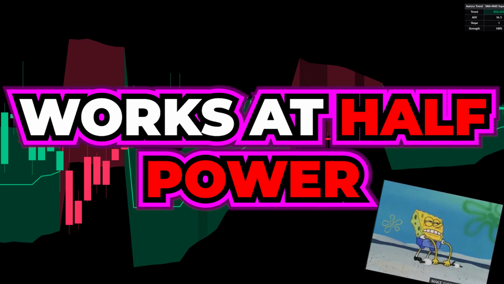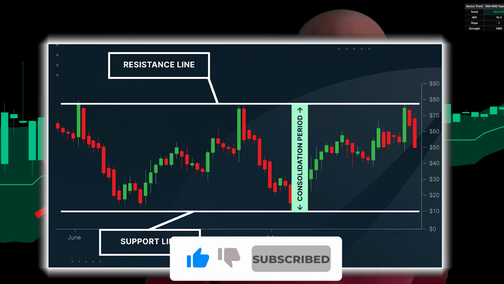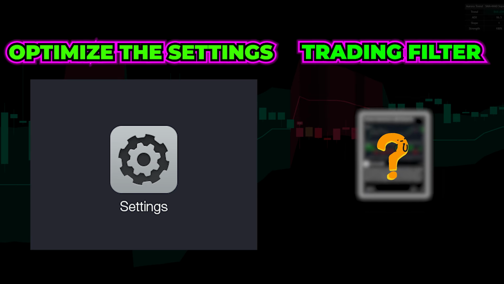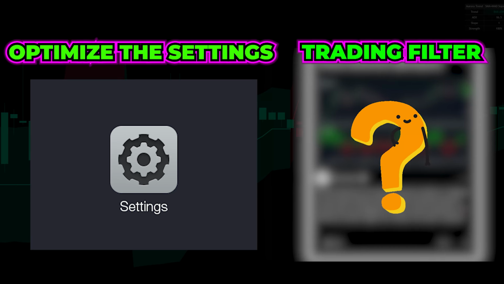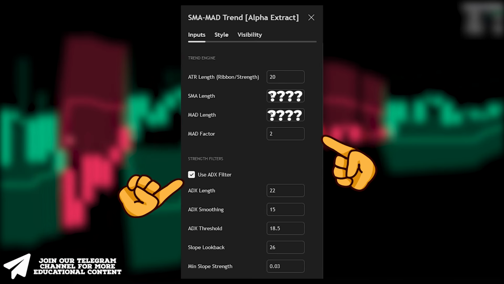The indicator works at half power and produces many false signals, particularly in ranging markets. The key is always to find settings that deliver the best results and a filter that removes the most fake signals. That said, open the settings menu. We have a lot of work to do there.